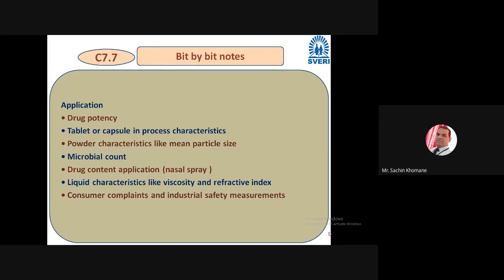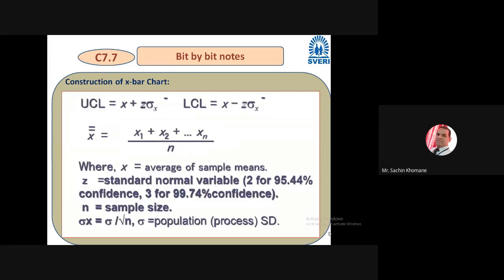Then drug content applications, liquid characteristics. So like that, various applications in the medical industry especially people implement, and nowadays in the mechanical industry also it is essential. So now today we are going to discuss how to draw X chart, then next R chart, and one more, P chart. So how to draw it?